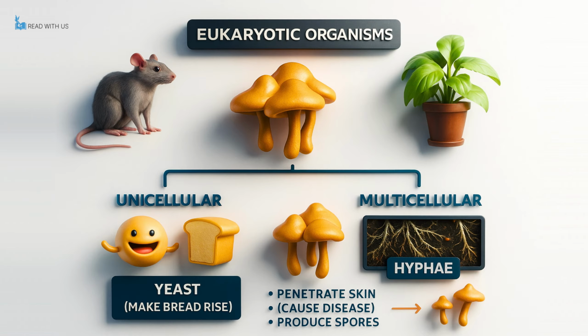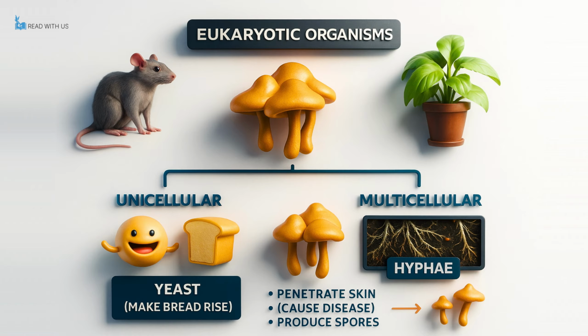Fungi are eukaryotic organisms, which means that, like plants and animals, their cells contain a nucleus and other structures enclosed within membranes. However, unlike plants and animals, fungi can exist either as unicellular organisms, meaning they consist of only one cell, or as multicellular organisms, which are made up of many cells. A familiar example of a unicellular fungus is yeast, which is often used in the production of bread and alcoholic beverages. On the other hand, mushrooms are an example of a multicellular fungus.